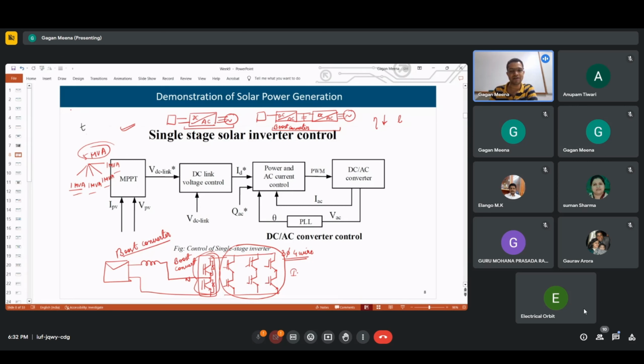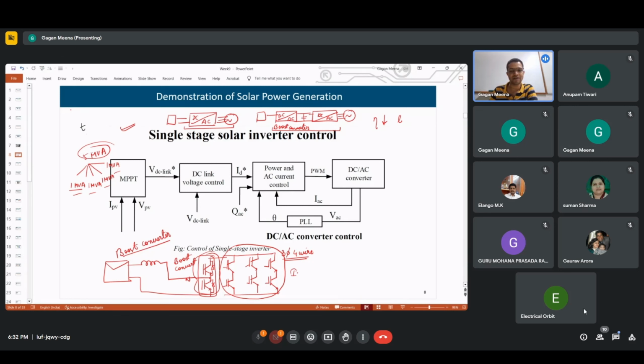So passive balancing, although it is very easy and cheaper, because it increases the losses, is not used for very large modules. So that is the disadvantage. So active balancing is used. And this was a setup for active balancing where CHIL hardware is used. CHIL hardware setup. What is the full form of CHIL?